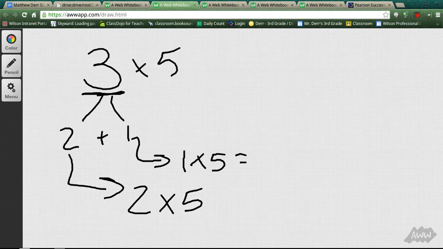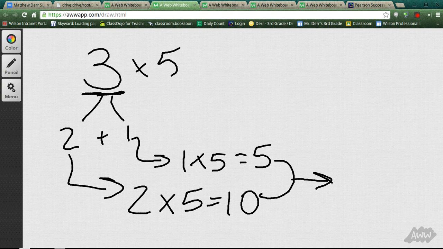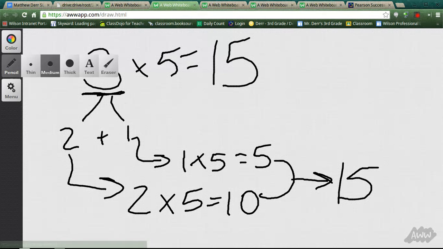This is just a strategy to help you figure out how you could solve for your 3 as a factor. Well, 1 times 5 is 5, and 2 times 5 is 10. What you want to do is put it back together, and 5 and 10 put back together gets you 15. So 3 times 5 is 15.